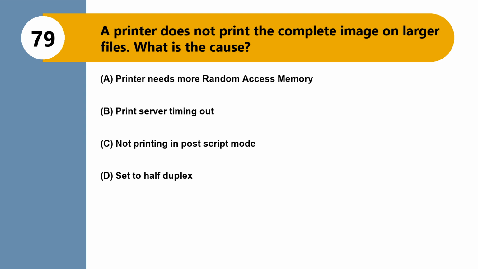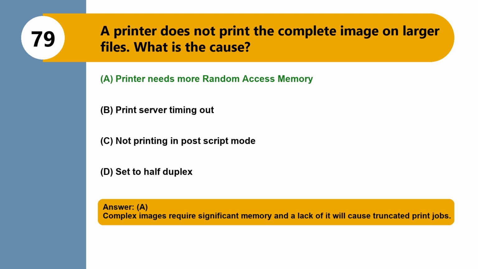Question 79. A printer does not print the complete image on larger files. What is the cause? Option A, printer needs more random access memory. Option B, print server timing out. Option C, not printing in PostScript mode. Option D, set to half duplex. The correct answer is option A, printer needs more random access memory. Complex images require significant memory and a lack of it will cause truncated print jobs.